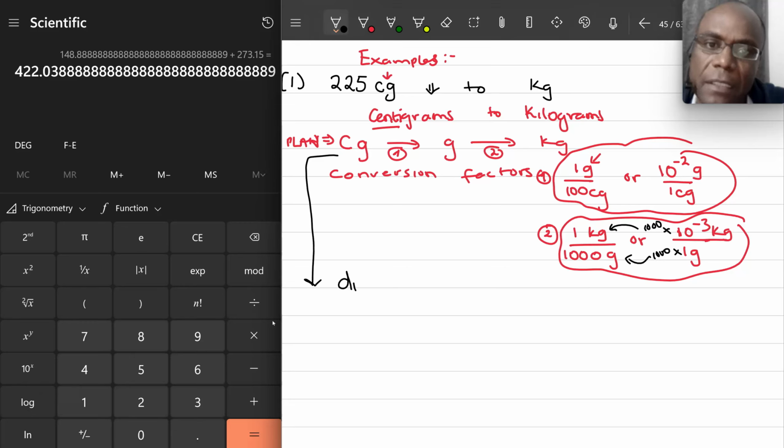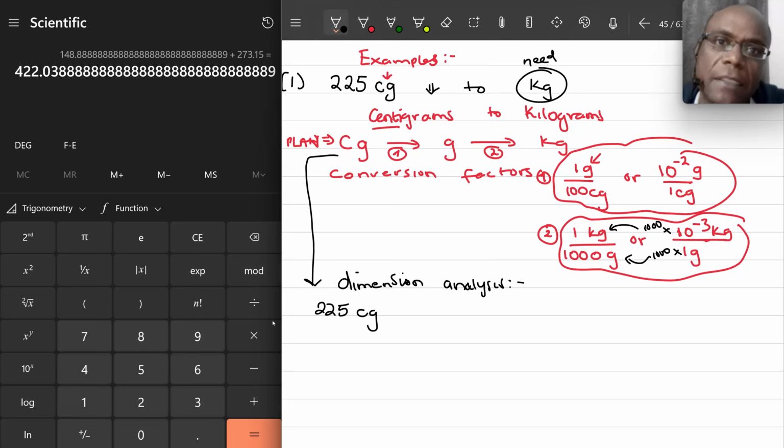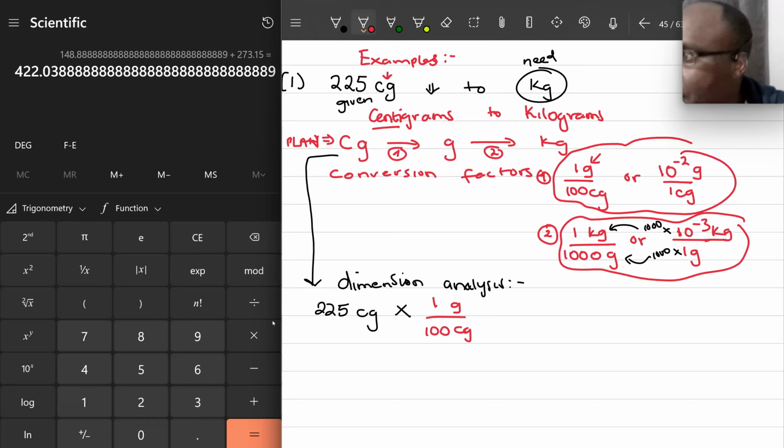In our dimension analysis, I call this method dimension analysis, and you better get used to it as soon as you can, because you'll use a lot of this coming up in other chapters that have heavy calculations. So we are given 225 centigrams. What do we need? We need our answer in kg. I'm going to multiply that by my first conversion factor. 1 gram is 100 centigrams. And then I use the other conversion factor for kg. 1 kg is 1,000 grams.